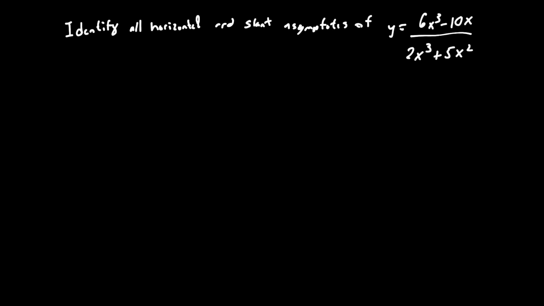Let's go ahead and identify all horizontal and slant asymptotes of the following rational function. This time we're only looking for the horizontal and slant asymptotes, and remember that it's only going to have one or the other.